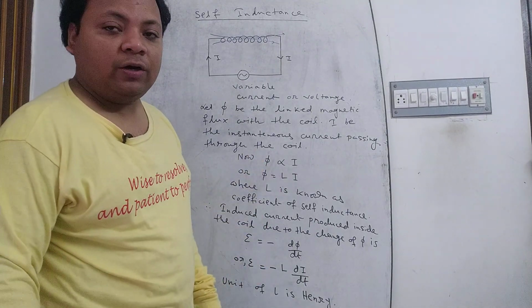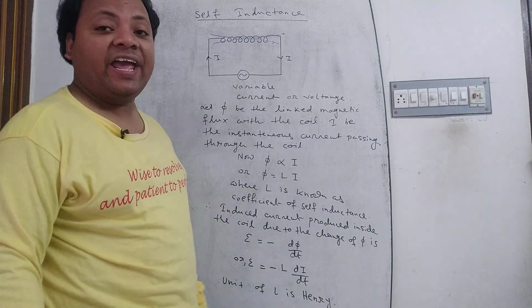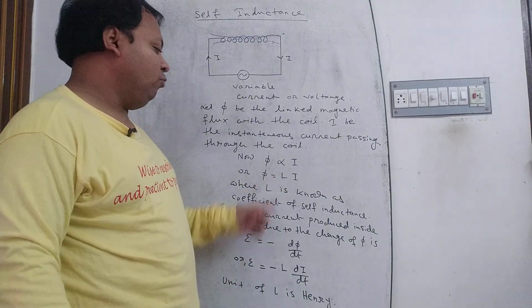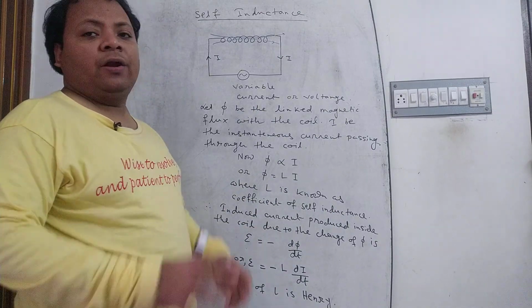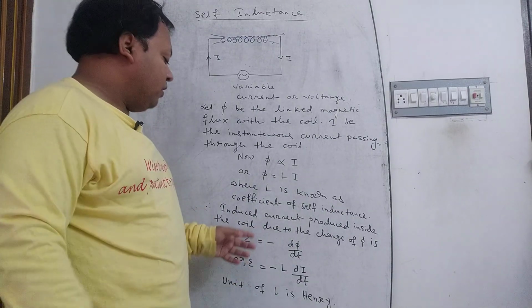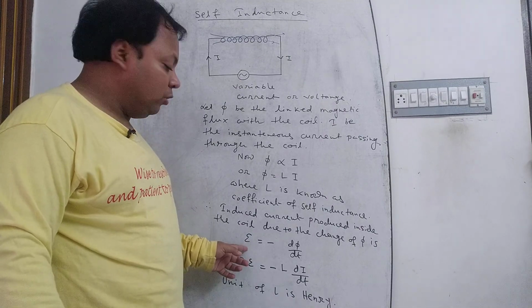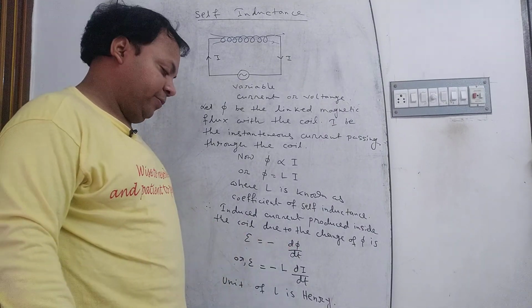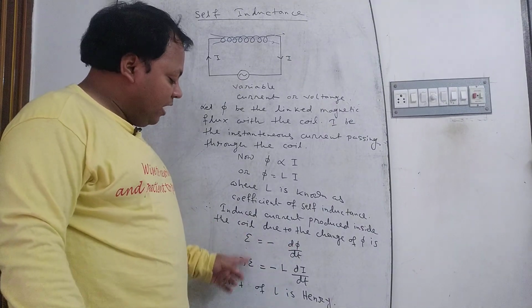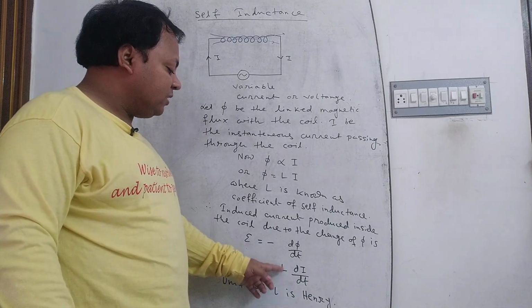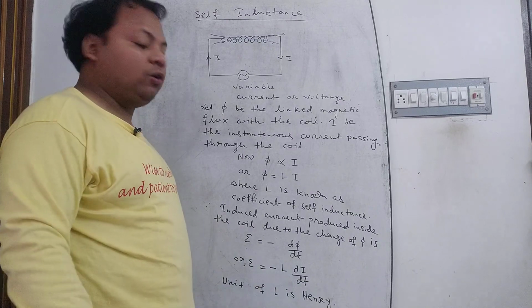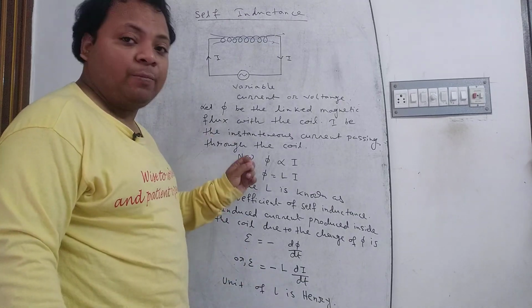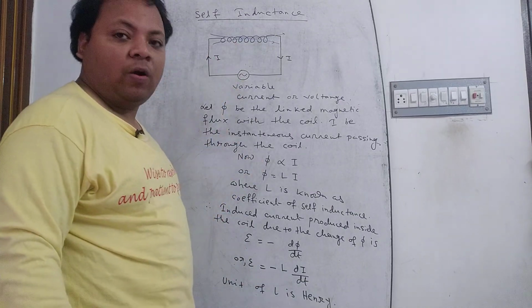The unit of capital L is Henry. Now you know that the induced EMF epsilon is equal to minus d phi by dt. Therefore, epsilon is equal to minus L di by dt. This is the expression of induced EMF inside the coil.